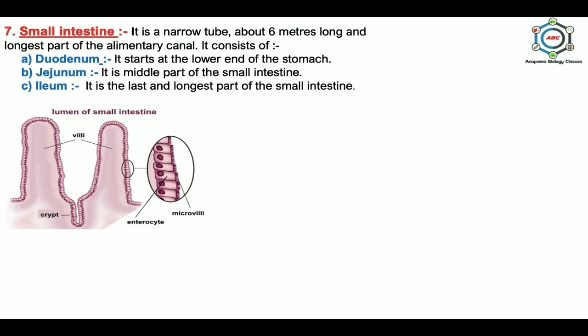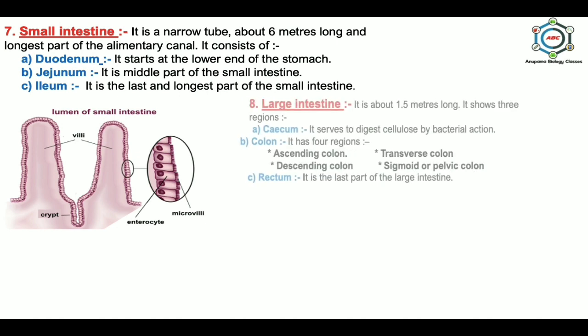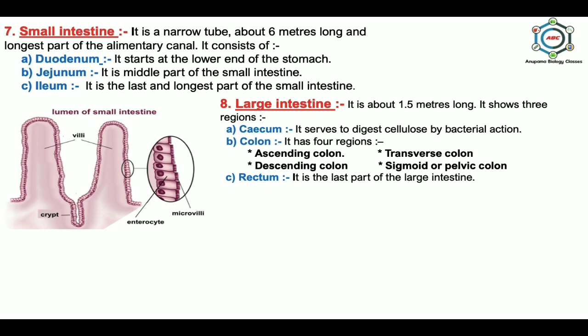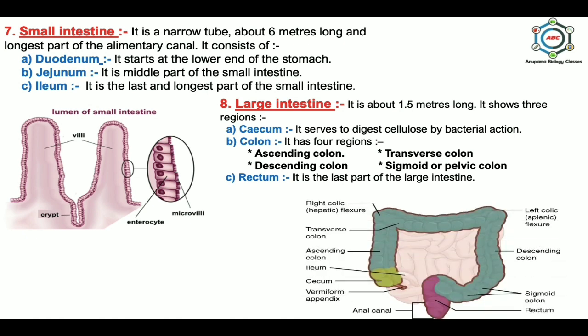The small intestine has two main functions. The first is digestion and the second is absorption of food. Now the small intestine opens into the large intestine, which is 1.5 meters long, and it has three main regions: cecum, colon, and rectum. The cecum is responsible for the digestion of cellulose by bacterial action. It is large in herbivores. After that the colon has four regions: ascending, transverse, descending, and sigmoid or pelvic. Then the rectum is the last part of the large intestine, which opens into the anus.